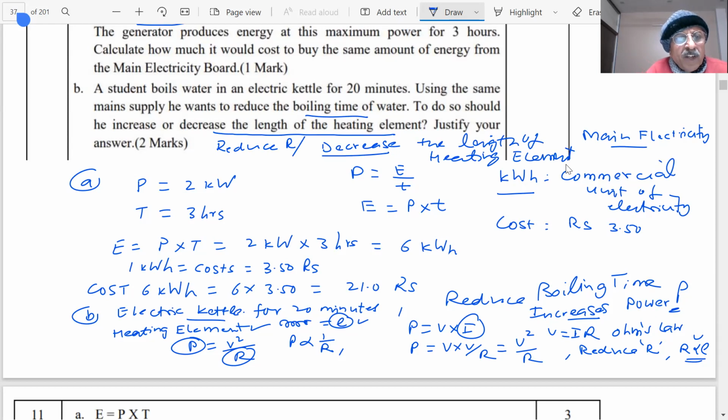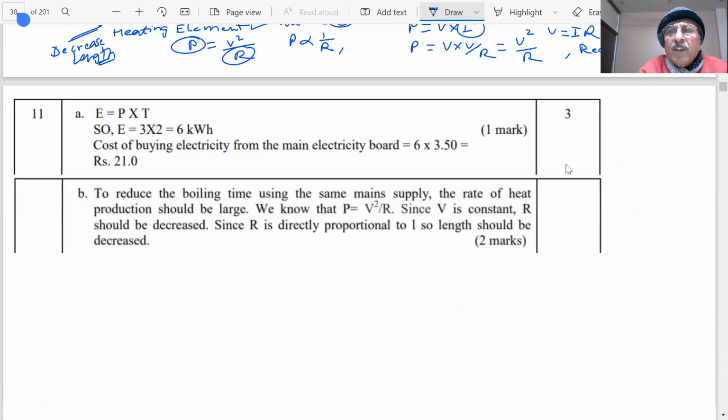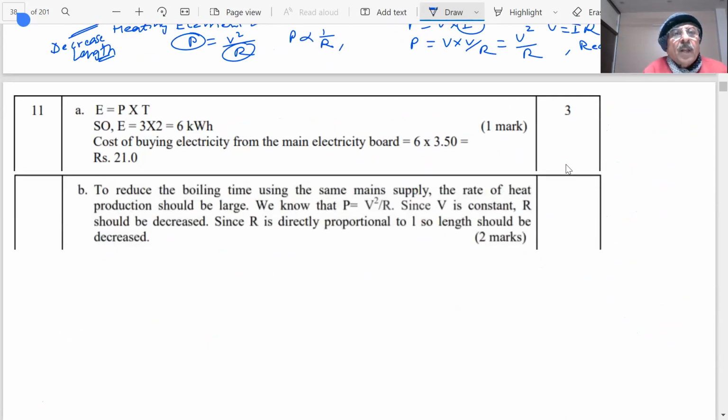That will be the answer. So decrease the length of the heating element. Let us see the answer given by the marking scheme given by the CBSE. E is equal to P into T, 6 kilowatt hour, which is equal to 21 rupees. So here you are given 1 mark, student. And reduce the boiling time.